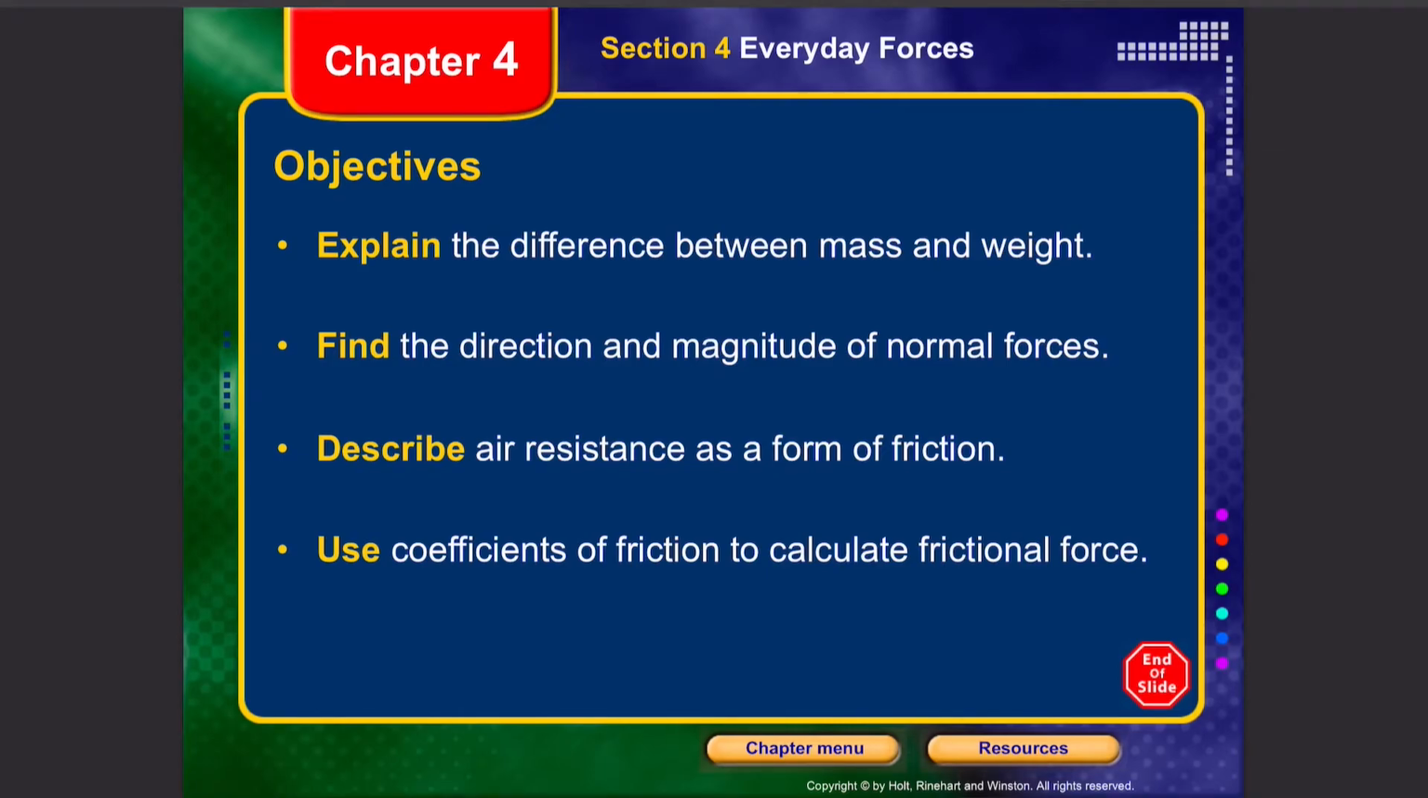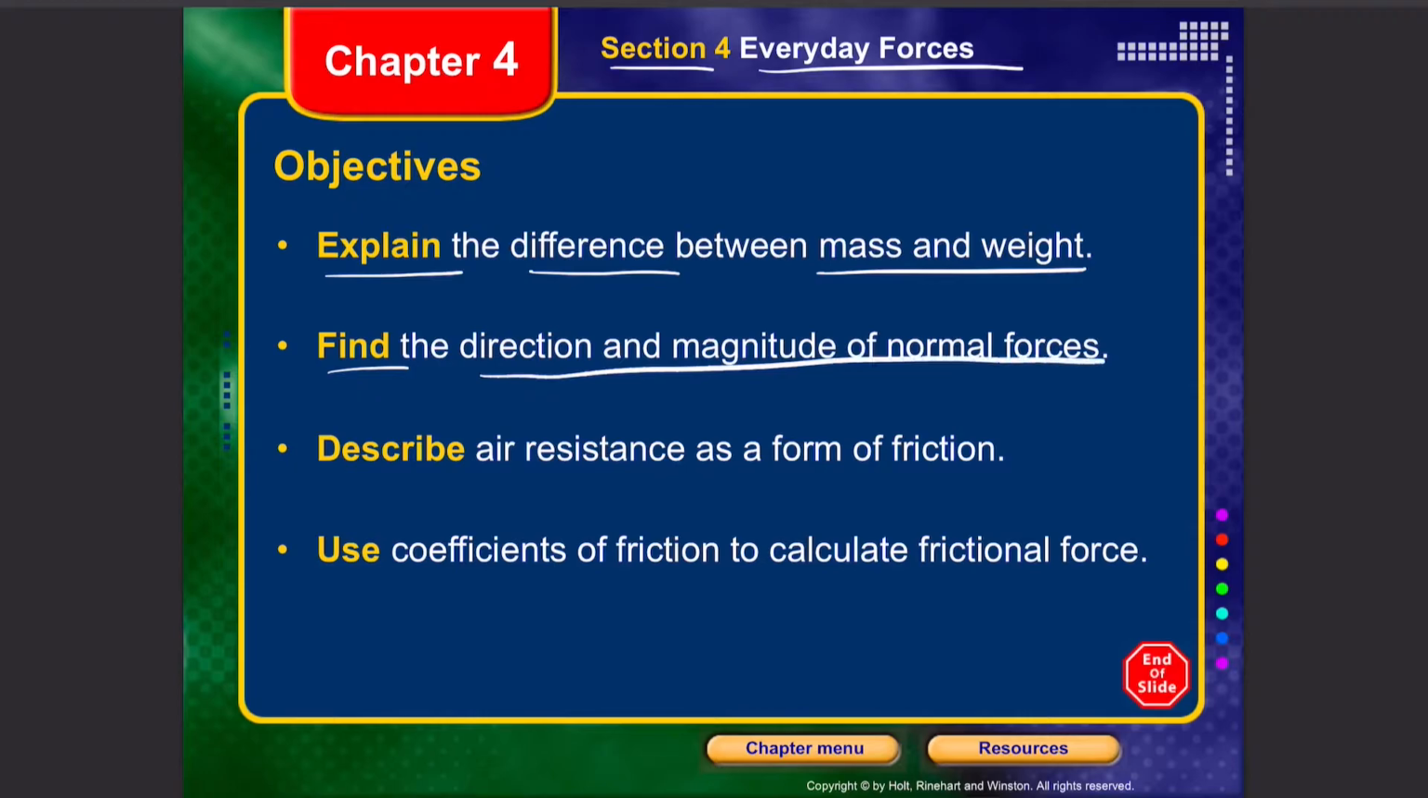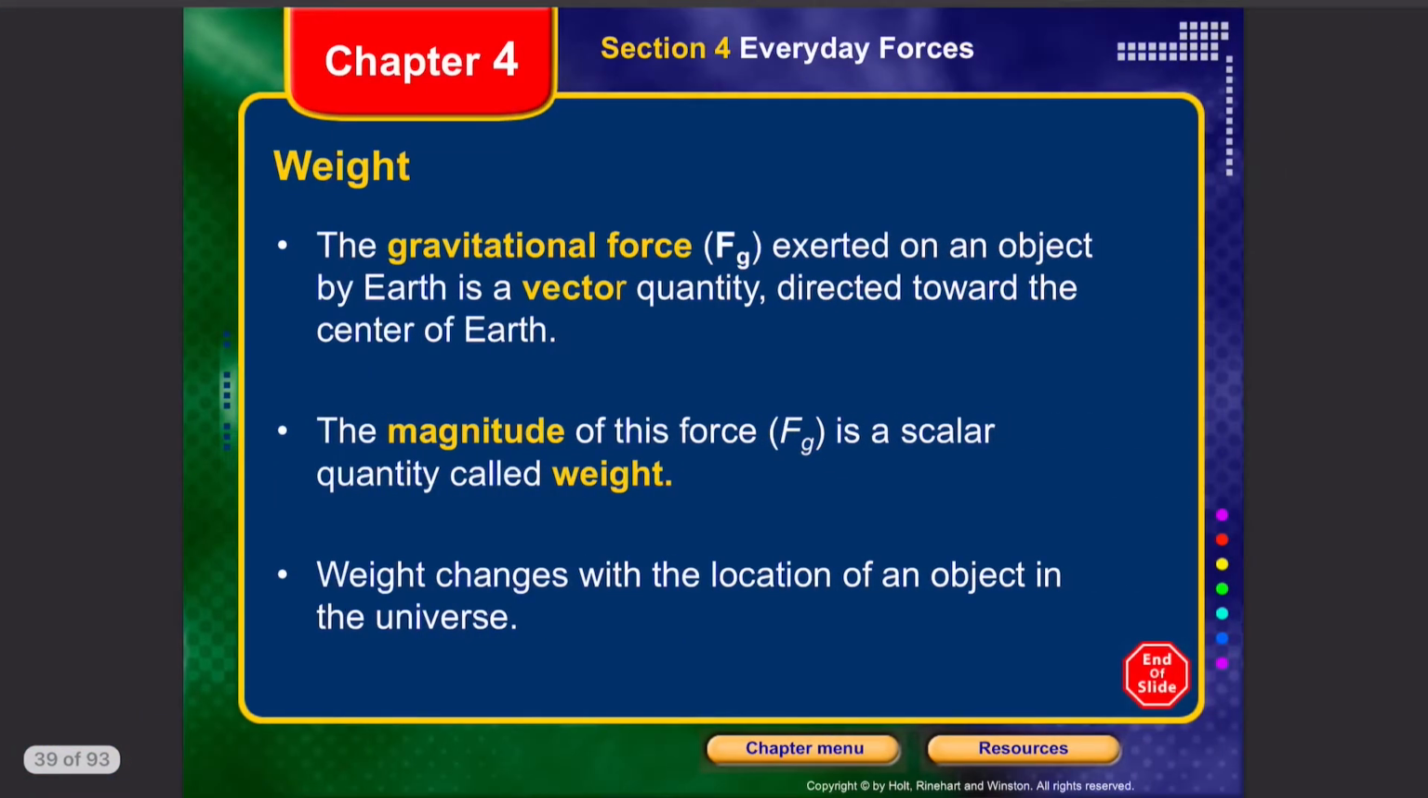So let's continue our lecture on forces and laws of motion. Let's continue to section 4, everyday forces. In this section, we're going to try to explain the differences between mass and weight. Second, to find the direction and magnitude of normal forces, describe air resistance as a form of friction, and finally use coefficients of friction to calculate the frictional force.